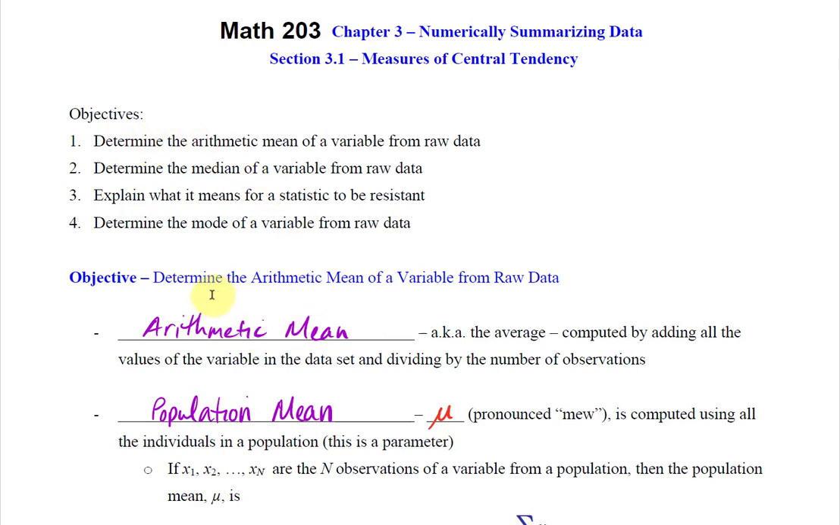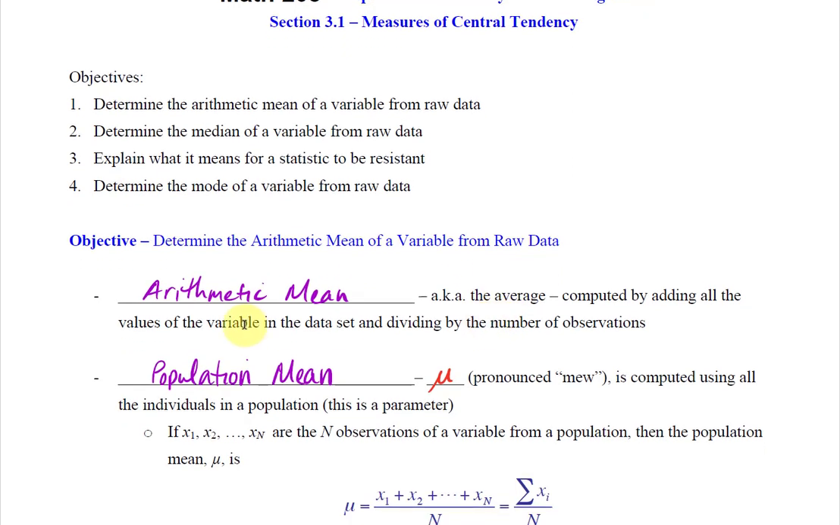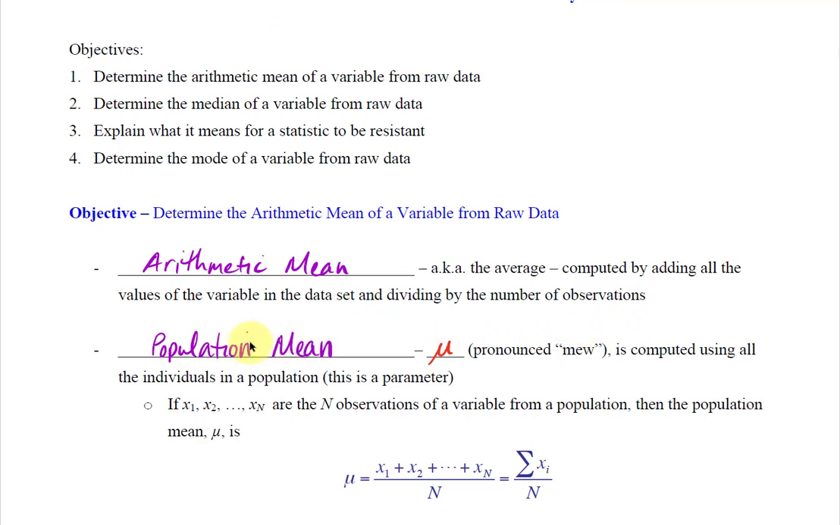The first one: we are trying to determine the arithmetic mean of a variable from the raw data. Arithmetic mean, or the average, is computed by adding all the values of the variable in the data set and then dividing by the number of observations. We also have something called the population mean, or mu. This is computed using all the individuals in the population.